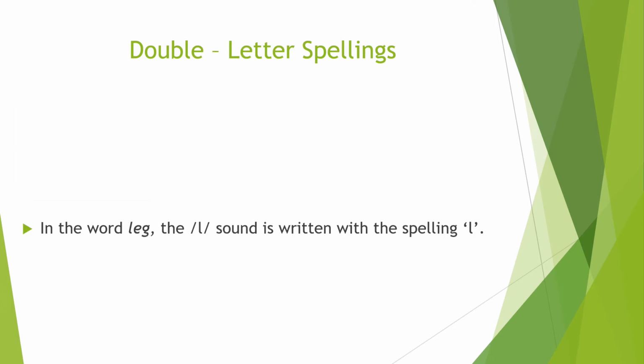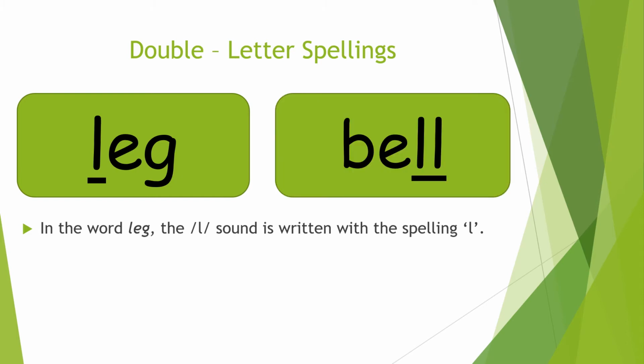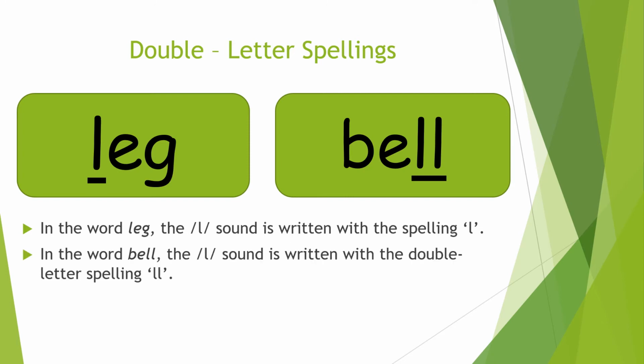Let's take a look at this word. This is the word leg. The L sound is written with the L spelling, just one L. But when you see this word, it has two L's. Guess what sound it makes? It makes the L sound. So the word bell has the L sound, but it's written with the double letter spelling LL.